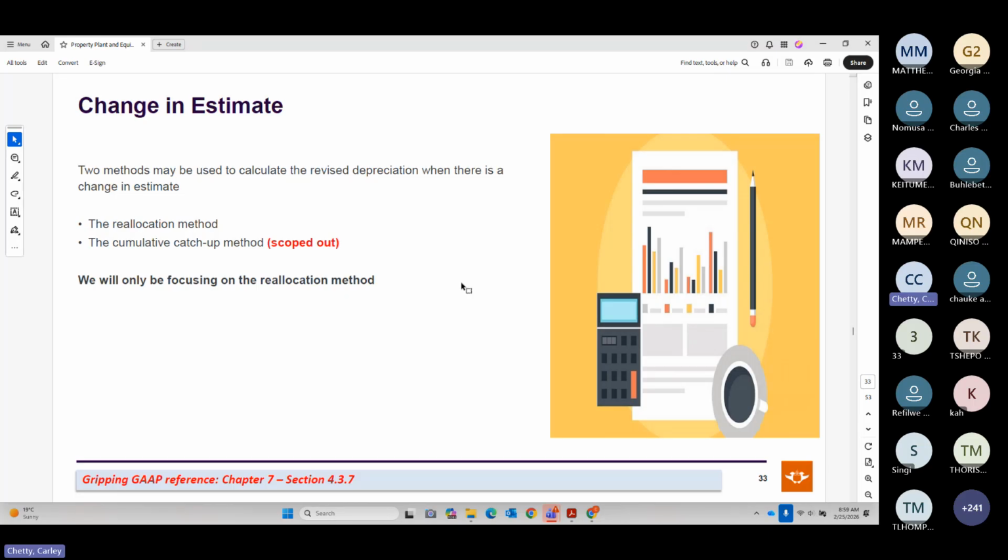There are two methods that can be used to calculate the revised depreciation when there is a change in estimate: the reallocation method and the cumulative catch-up method. We are only going to focus on the reallocation method. The cumulative catch-up method is scoped out. So the method we are learning today is the reallocation method.